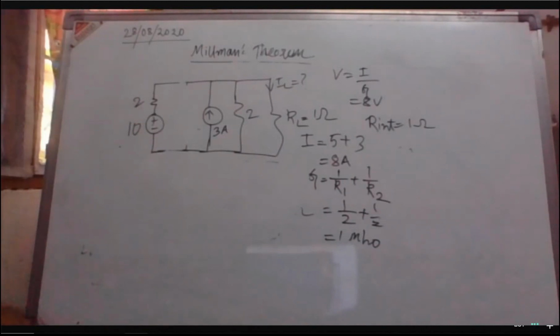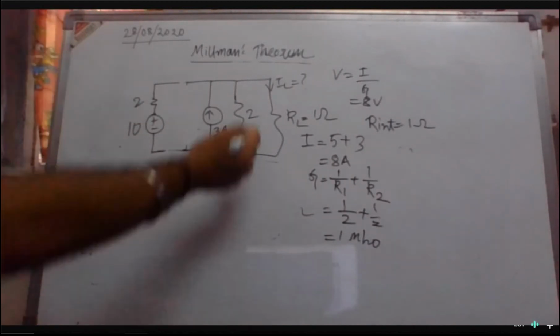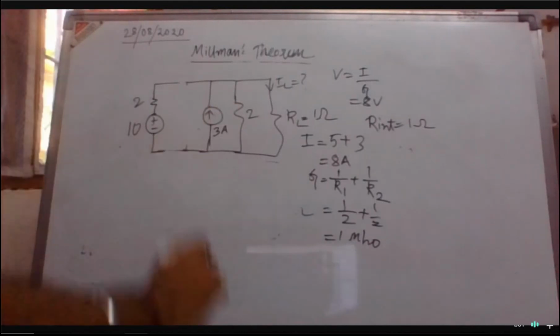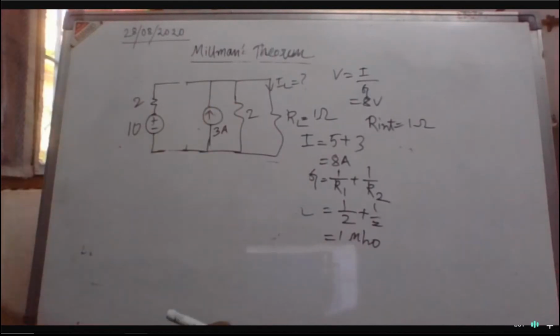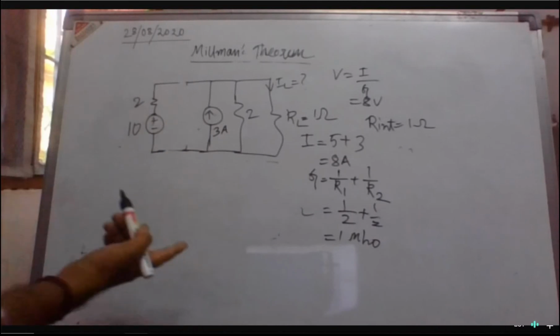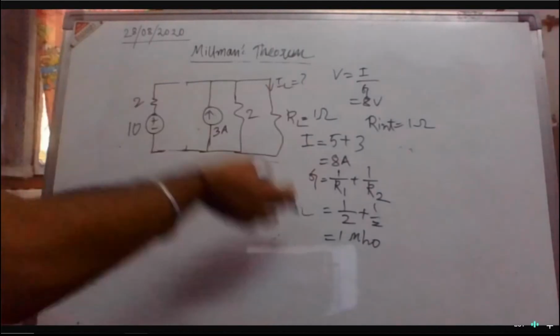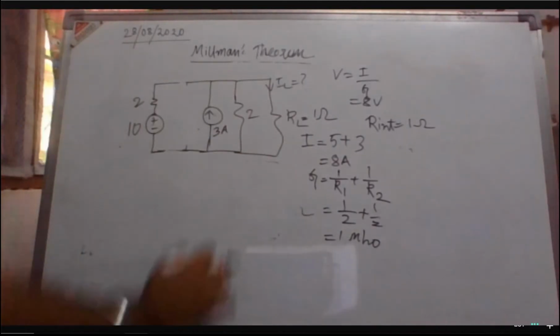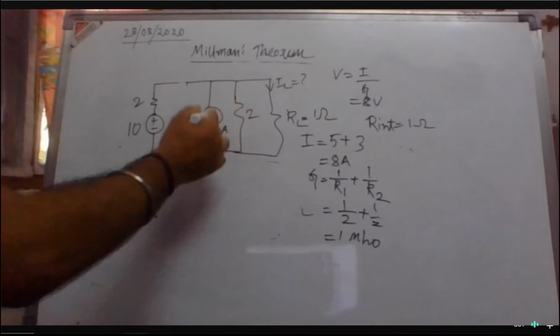You can do that also, but if you convert this current source into a voltage source, your effort will be minimum. Because if we convert the voltage source into a current source, then after finding that, you have to convert it back into a voltage source. So it is better to convert this into a voltage source.